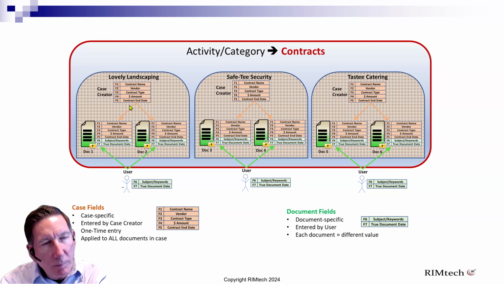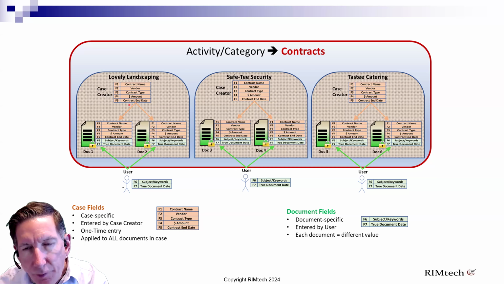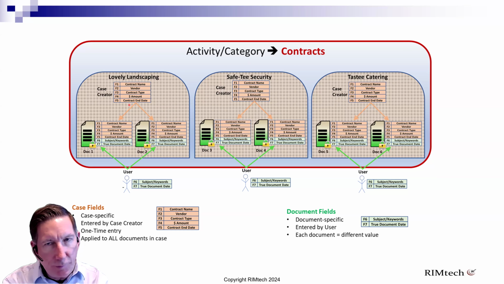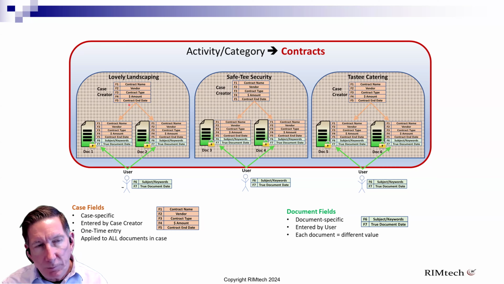We have 7 metadata fields. The first 5 are called case fields. They are filled in by the records manager or designate once only and only when the case is created. And the value you type into these fields are replicated across all documents in that case. Meanwhile, fields F6 and F7 we call document fields, and they're entered by the user, and the value in those fields is unique to that document.